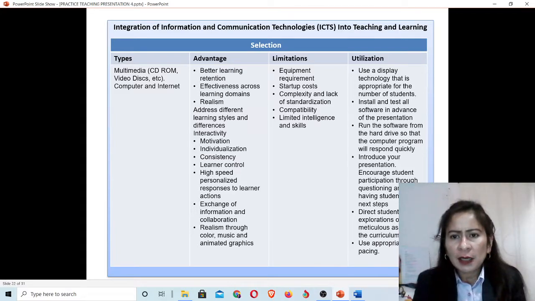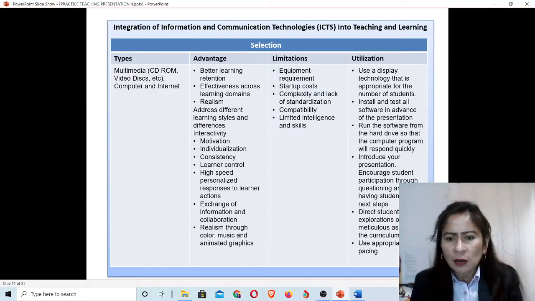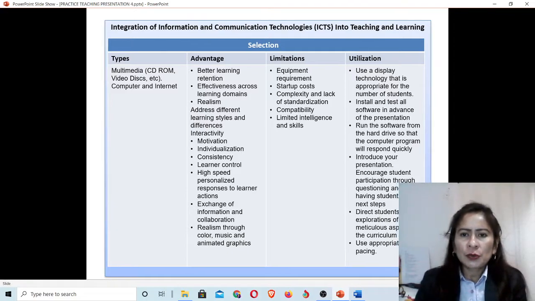Utilization: use a display technology that is appropriate for the number of students, install and test all software in advance of the presentation, and run the software from the hard drive so that the computer program will respond quickly. Introduce your presentation, and encourage student participation through questioning and having students decide. Next, direct students' online exploration of meticulous aspects of the curriculum. Use appropriate pacing. This is the utilization.